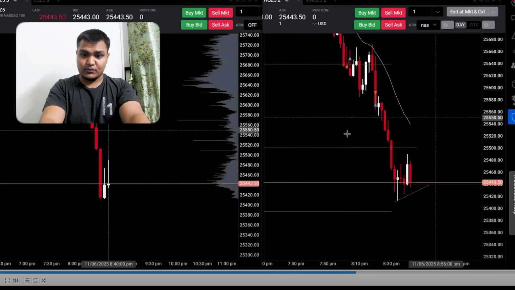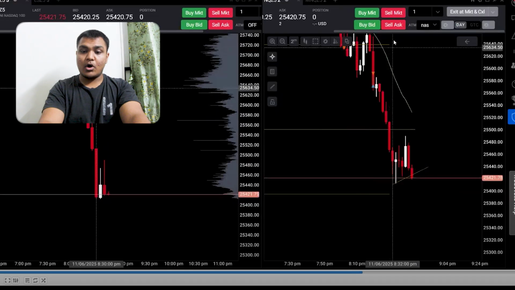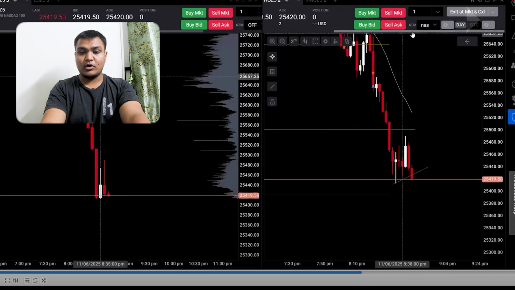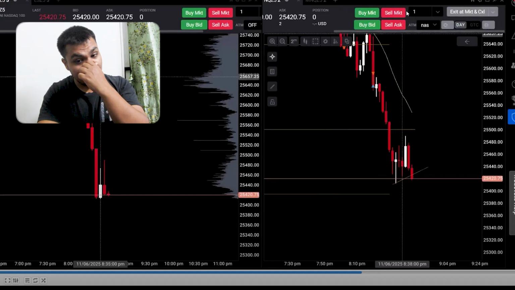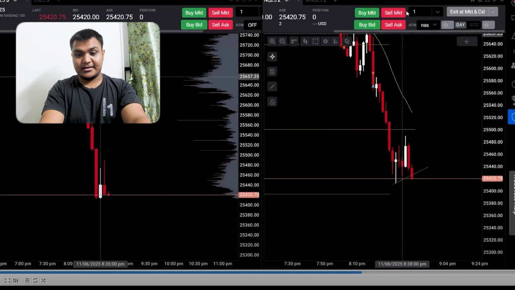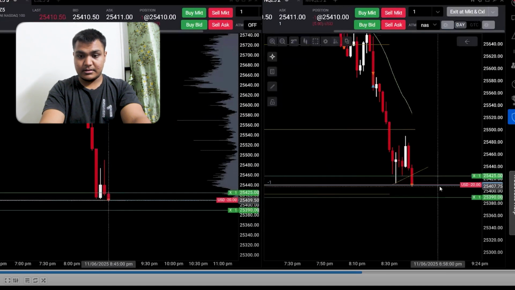and I actually entered at 25,410, which was the bottom of the bottom tick. Very good, Ketan. You actually sold short on the bottom tick. Very nice. Yeah, I was late and I took my SL, right?